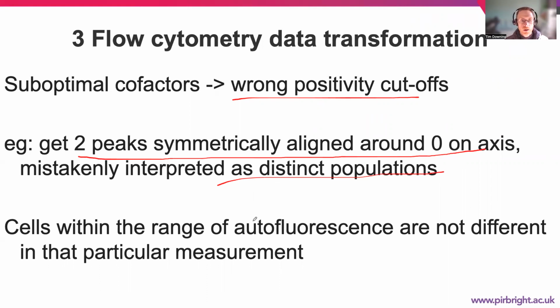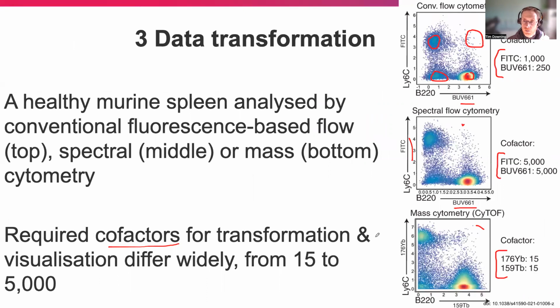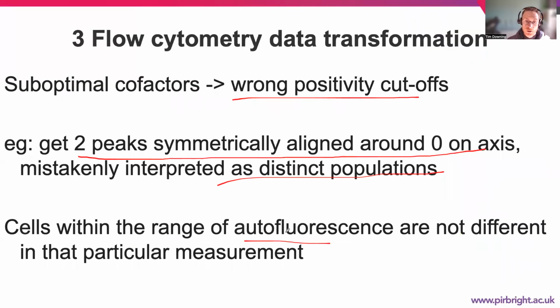And I guess the principle behind biexponential plotting is that the cells within the range of autofluorescence are in the bottom left here. If you look back at these images, the ones down here are not of interest here because they don't show anything interesting.